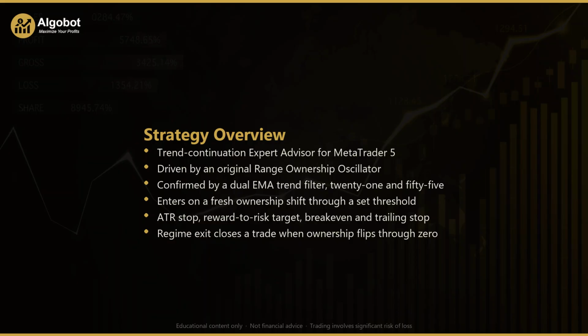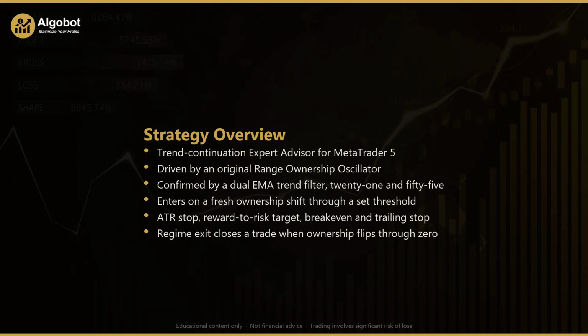Most candle-based oscillators simply add up the body of each bar, the distance from open to close. The problem with that is a crowd of tiny, indecisive candles can outweigh the one large candle that really mattered. Range ownership asks a different question. It asks who owns the volatility. For every completed bar, it takes the full range, from the high down to the low, and credits that entire range to whichever side closed the bar.